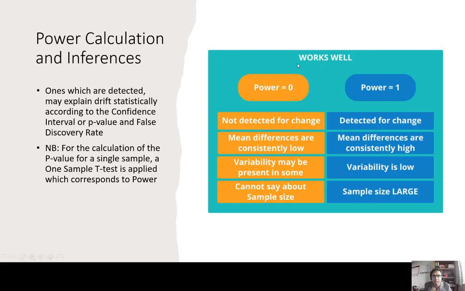Then here what works well is when power is 0, it's not detected for change. When power is 1, it's detected for change. When power is 0, mean differences are consistently low. When power is 1, mean differences are consistently high. When power is 0, variability may be present in some, because variability is conditional to increase the power and decrease the power. And power 1 means variability may be low. Then with power 0, we cannot say about sample size, and with power 1 we can say the sample size must be large, then that works well.